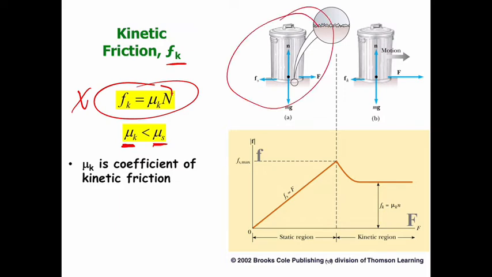If the garbage can is sitting still, to make it move takes more force than it does to keep it moving. It's exactly how you've experienced in your life. If you've got to move something heavy and you push on it, it's always harder to get it started than it is to keep it moving. And that's because the coefficient of static friction is always greater than the coefficient of kinetic friction.